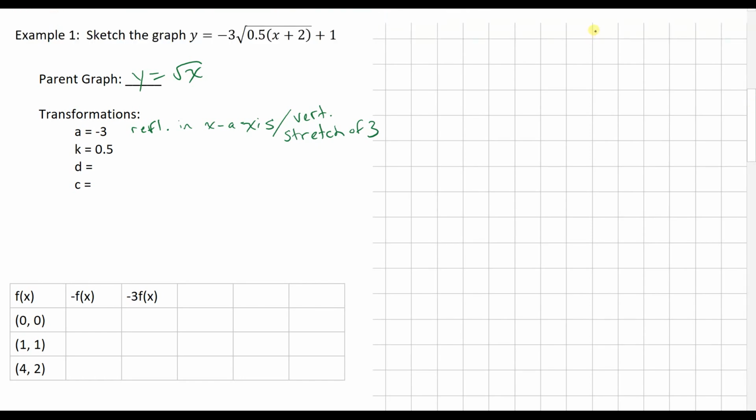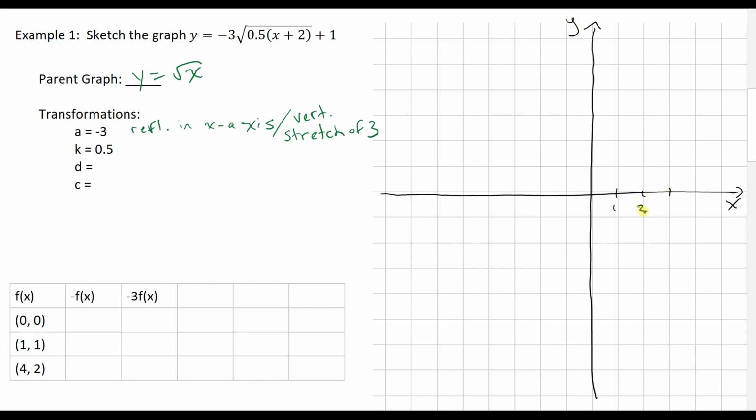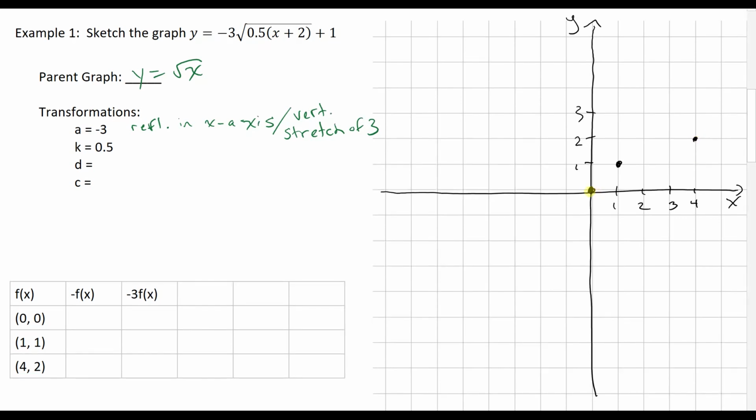Hopefully you're comfortable with all the parent graphs now. Try to remember the key points. So for the square root, it's 0, 0. If I take the square root of 1, it's 1. The square root of 2, square root of 3, they're kind of hard to graph, so I wait to get to 4. The square root of 4 is 2. And then the next easy point is 9, because the square root of 9 is 3. But we don't have that much room on our graph, so we'll just use these 3 points.